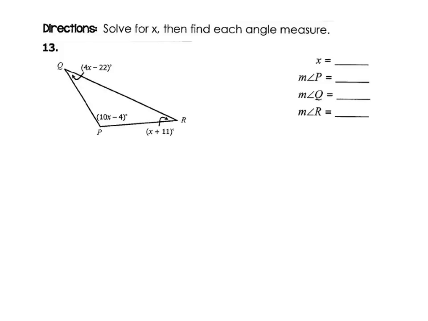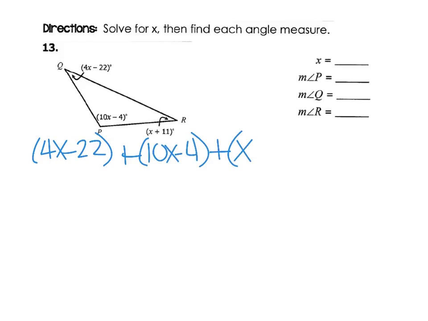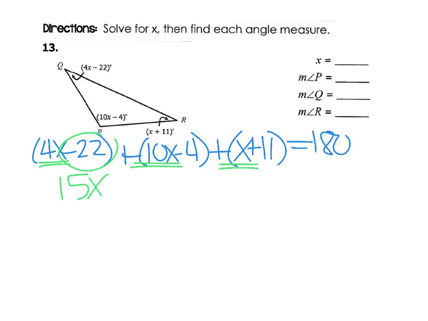So to set up an equation to help us find x, what we would need to do is say that 4x minus 22, that's angle Q, plus angle P plus angle R equals 180. Now we just want to combine like terms. So 4x plus 10x plus x gives us 15x. Negative 22 minus 4 plus 11, that gives us negative 26 plus 11 gives us negative 15. So minus 15 equals 180.